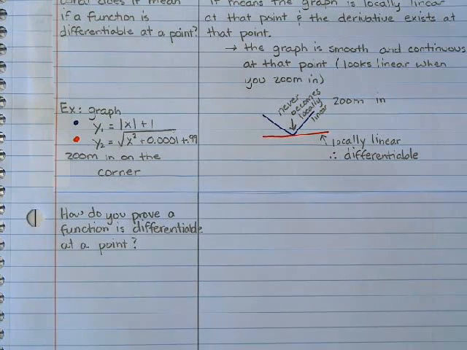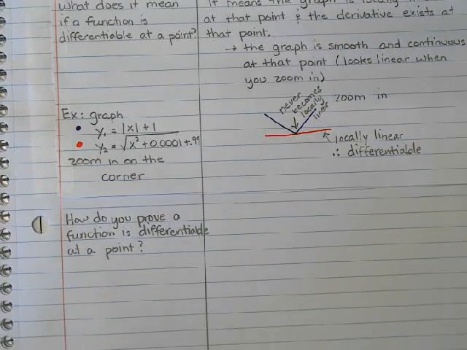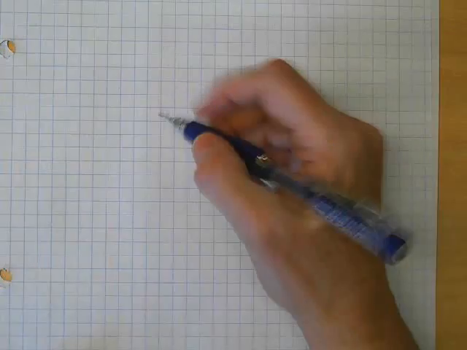Again, we can say, well, it's locally linear, therefore it's differentiable, but that's not a proof because that's looking at a graph. So what we have to do is look at the limits as we're coming from the left and as we're coming from the right. That's not something we were looking for when we did limits before. So let's think about what that means.